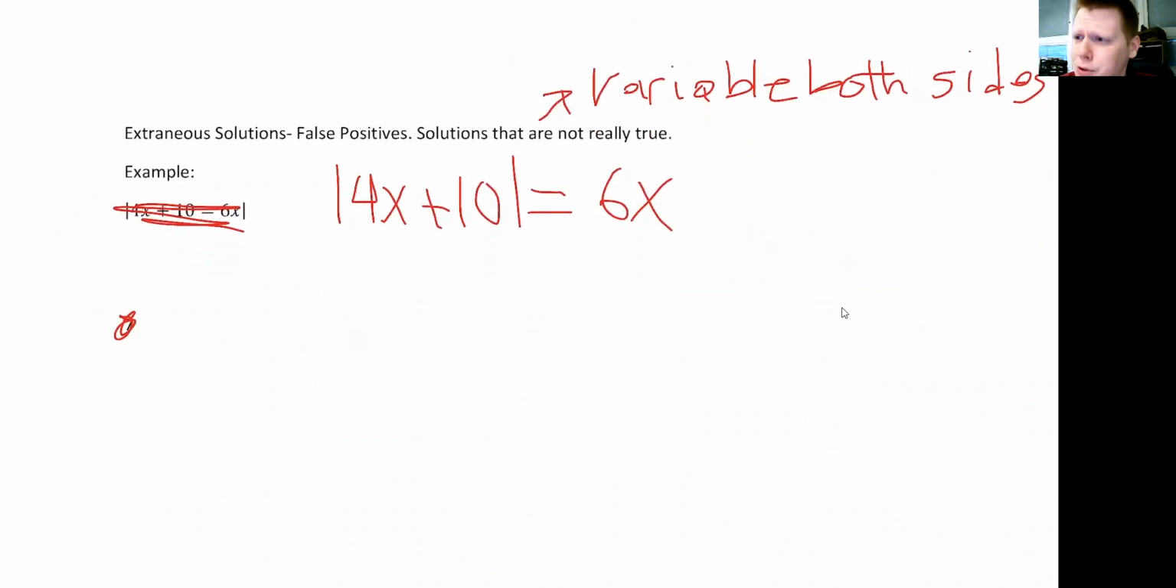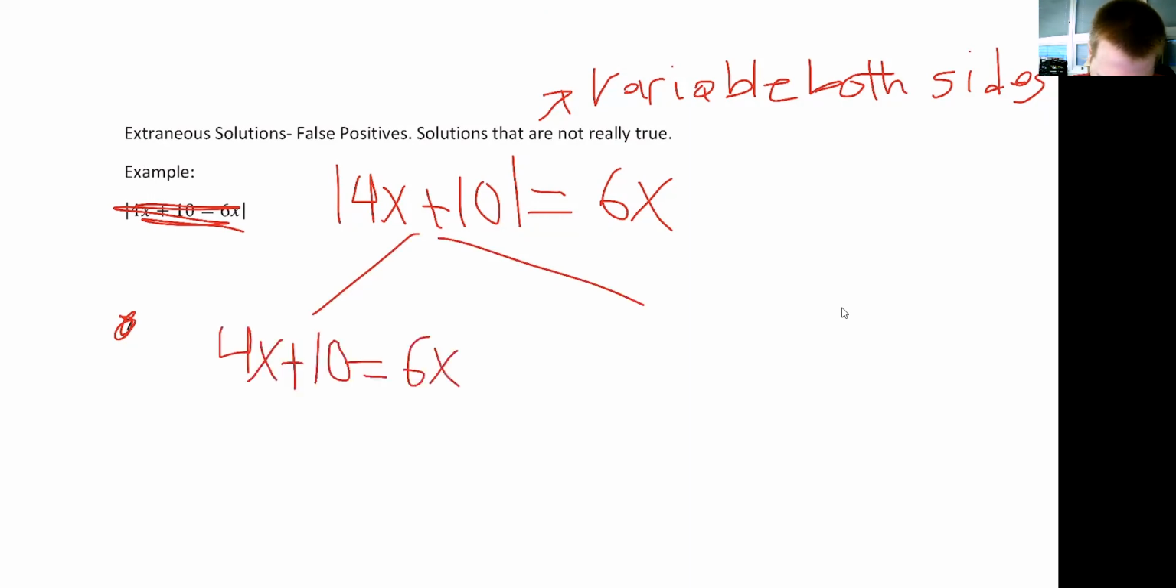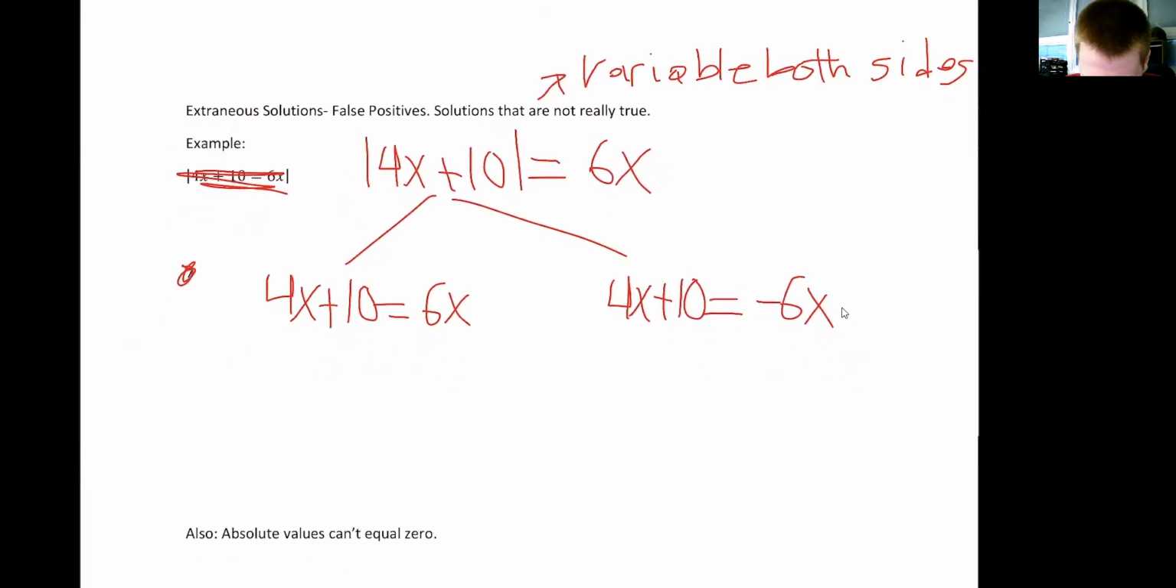So we've got our absolute value part by itself. So we're ready to kind of split up our equation into two parts. So like I said, you keep that inside part the same. You set it equal to the positive version of the right side. So that would be positive 6x. And then you're going to set it equal to the negative version of the right side. And then we're just going to solve these equations.